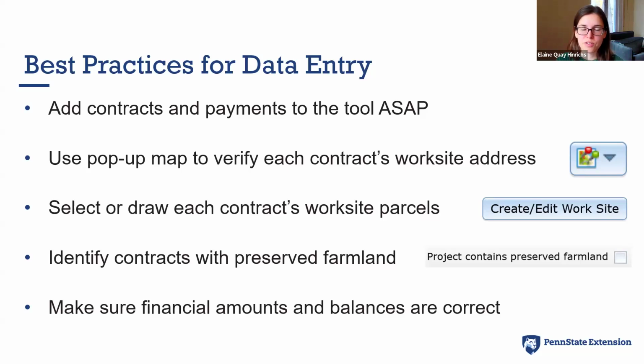Another point about spatial location information that the SEC needs is identifying contracts with preserved farmland. You can either identify that when you're creating or editing a worksite, or there's a simple checkbox at the top of the contract editor, where you can just mark off if it does contain preserved farmland. And then once again, just like in the quarterly report, we're really emphasizing making sure the numbers and the balances are correct. That goes for contract information too. If you're seeing numbers that don't match what you have documented for a contract, like a project, reach out so we can figure out what the discrepancy is and correct it.